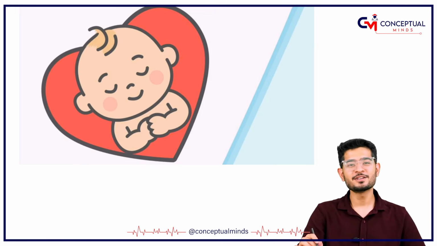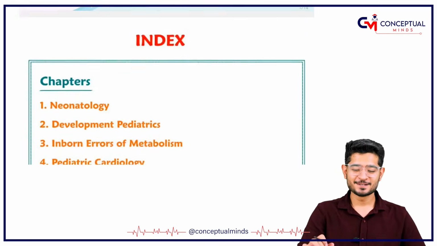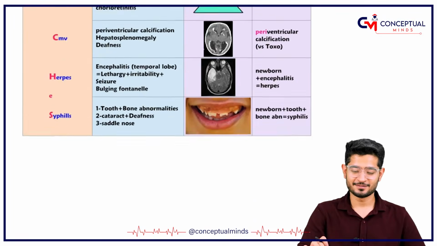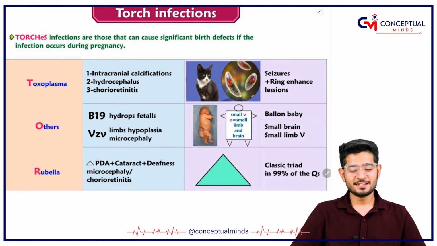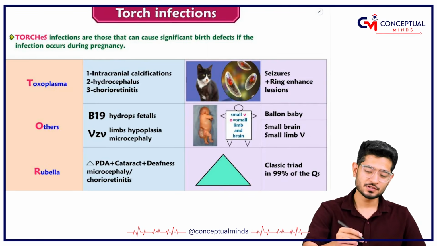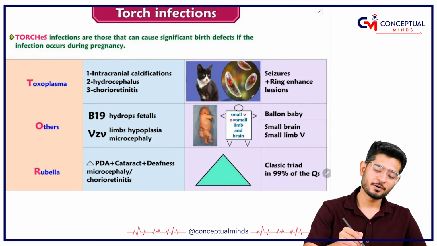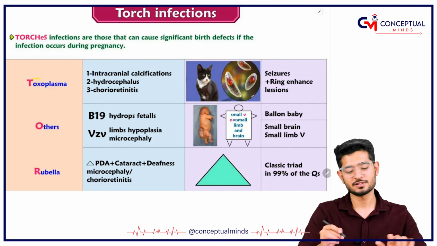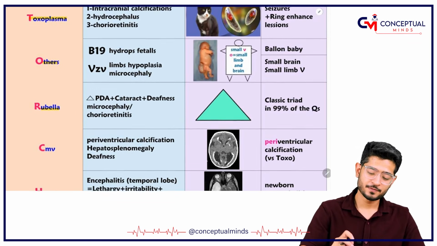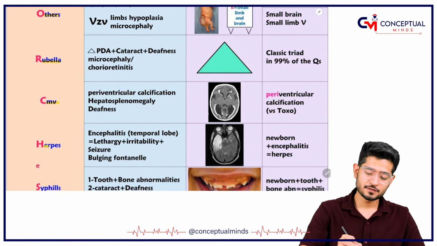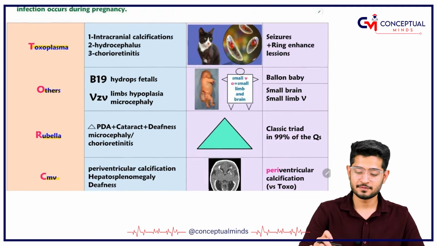Since our pediatric HOD used to tell us that if you know this topic you will pass pediatrics, otherwise you can't. So the name of the topic is TORCH infections. TORCH is an abbreviation, and you can remember it with the help of this mnemonic: T for Toxoplasma, O for other infections, R for Rubella, C for CMV, H for herpes, and S for syphilis.